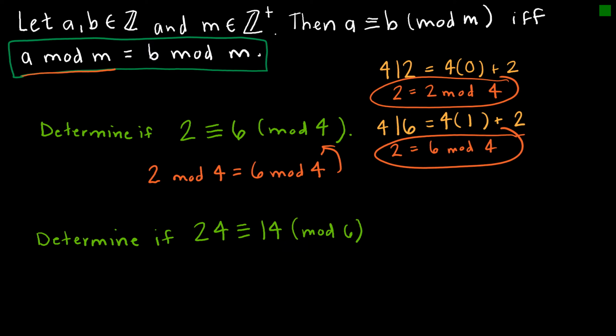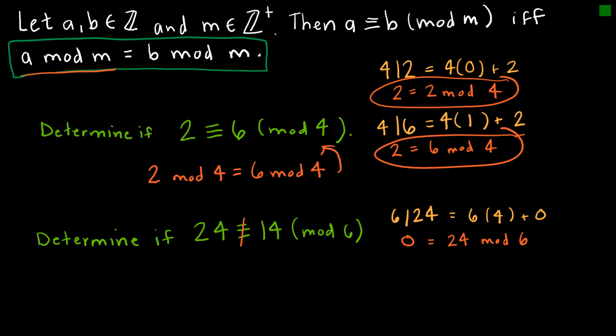Let's look at our other example. We previously showed that this was not congruent, so let's look at how we might show that mathematically. We're saying, does 6 divide 24? We're saying 6 times some number plus some number is equal to 24. In this case, 6 times 4 is 24 plus 0. So how would I write that? I would say that my remainder of 0 is equal to 24 mod 6.